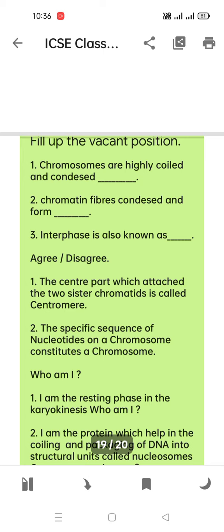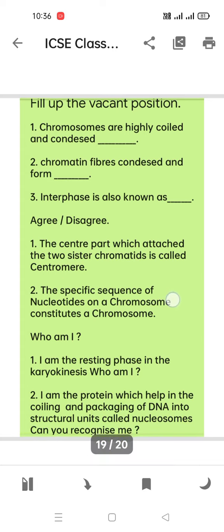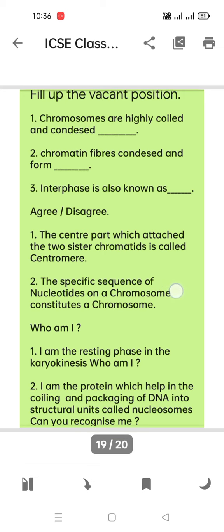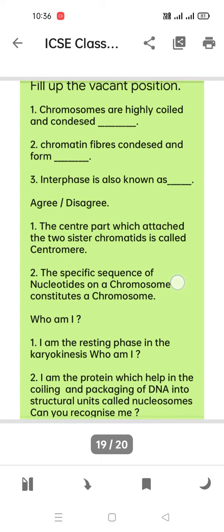Interphase is also known as resting phase because there is no change in the DNA, the DNA remains as it is. Okay, no change happens in anything, so it is the resting phase. Now next is agree and disagree. The center part which attaches the two sister chromatids is called centromere. Obviously, agree. Okay, it is true.